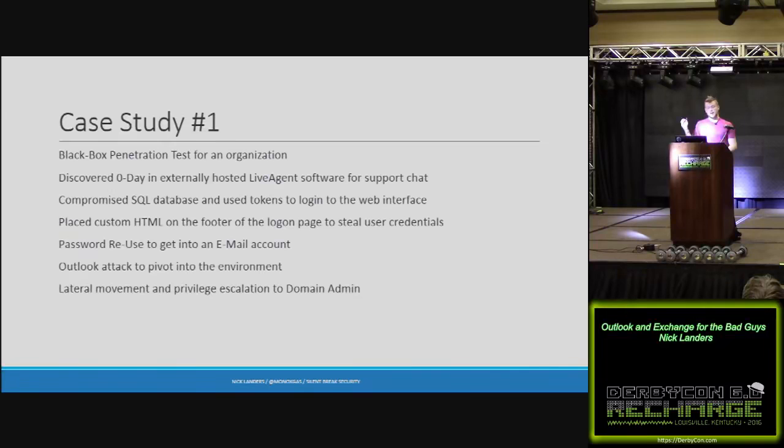I discovered a 0-day in the Live Agent software, so it's a support chat software that was externally hosted. I compromised their SQL database and used tokens to log into the web interface for the application. And then I placed custom HTML on the footer of the login page to steal user credentials when people logged into this Live Agent app. So the Live Agent server was externally hosted, wasn't in their network, but all I wanted was creds. So I left that running for about a week, and over time I found somebody who had the same password set for both this Live Agent program and their internal email, used the Outlook attack to pop their network, and then lateral movement and privilege escalation to domain admin. So that was compromise of a third-party application that wasn't even in their network to domain admin using this attack in the middle.